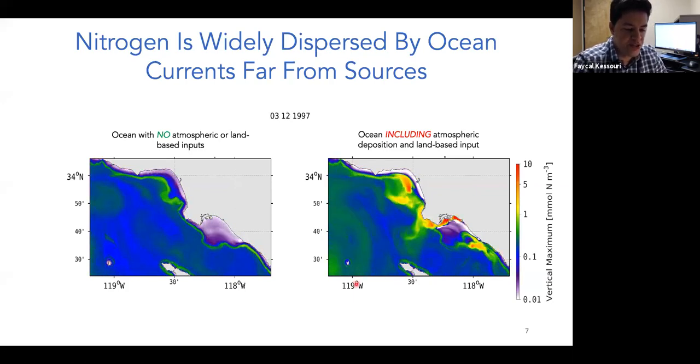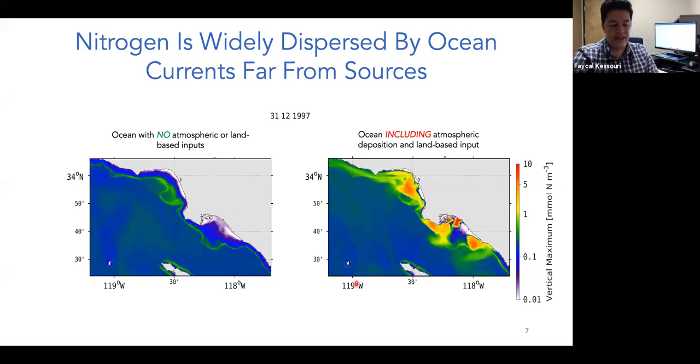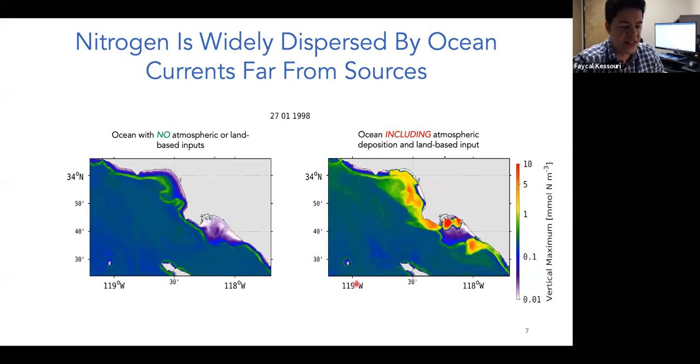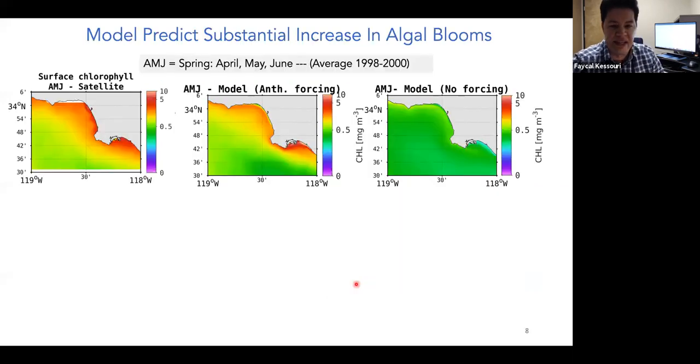So what happens to these nutrients? Part of it is nitrified, part of it is just dispersed widely in the ocean, and part of it is consumed by phytoplankton. So as you can see here, a comparison of surface concentration of chlorophyll from satellite compared to the model including the anthropogenic forcing and the model with only natural variability. You can see that this simulation is showing very similar concentration of chlorophyll at the surface as what we are seeing in the satellite. This is an average over a spring period of the first years of simulation.